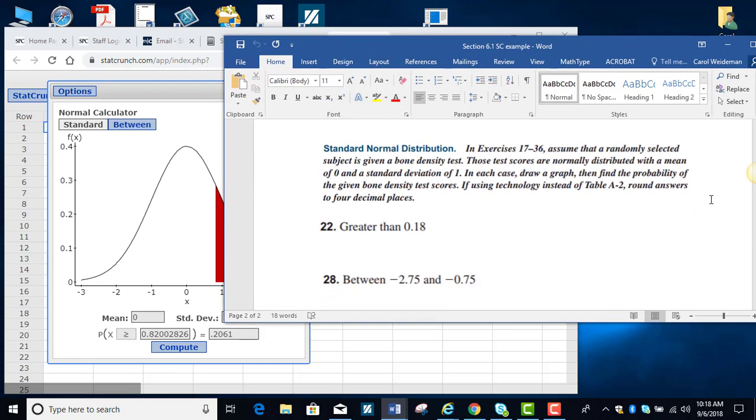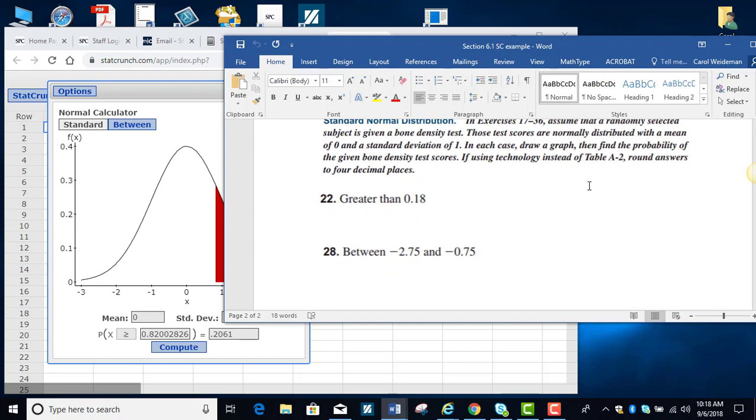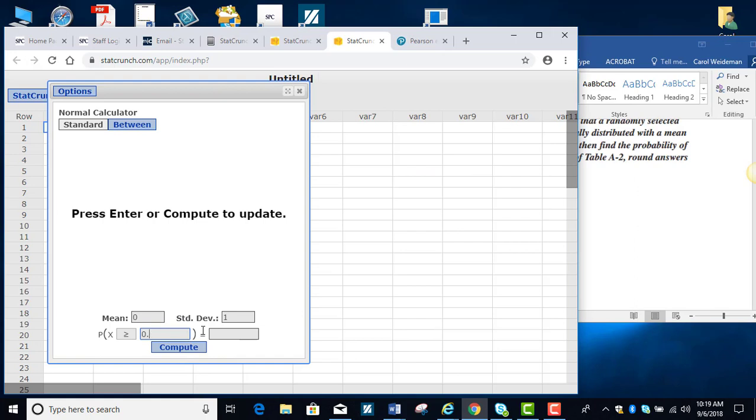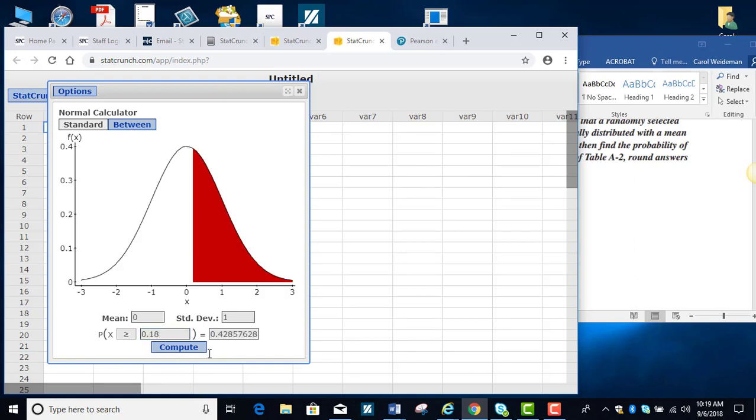This was talking about the bone density tests, and we're going to be looking at the test scores which are given out as z-scores, and in each case they want us to draw a graph, but we're going to use the normal calculator, so that will show us the graph. We want to find the area greater than, or the probability greater than 0.18. So again, I'm going to go back to my tool, and this is a z-score, so I want the probability greater than 0.18. Make sure I've got the inequality set correctly, and that comes out to be 0.4286.